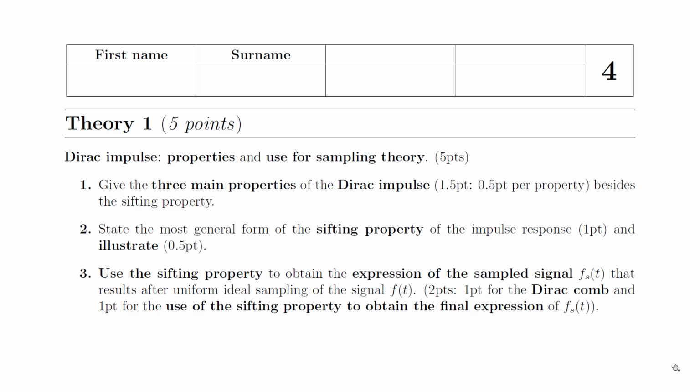Well, let us have a look at the first theoretical question, which is about the Dirac impulse, its properties, and its use for sampling theory. So we'll have a look first at the 3 main properties of the Dirac impulse, besides, of course, the sifting property, which will be the subject of the second part of the question.